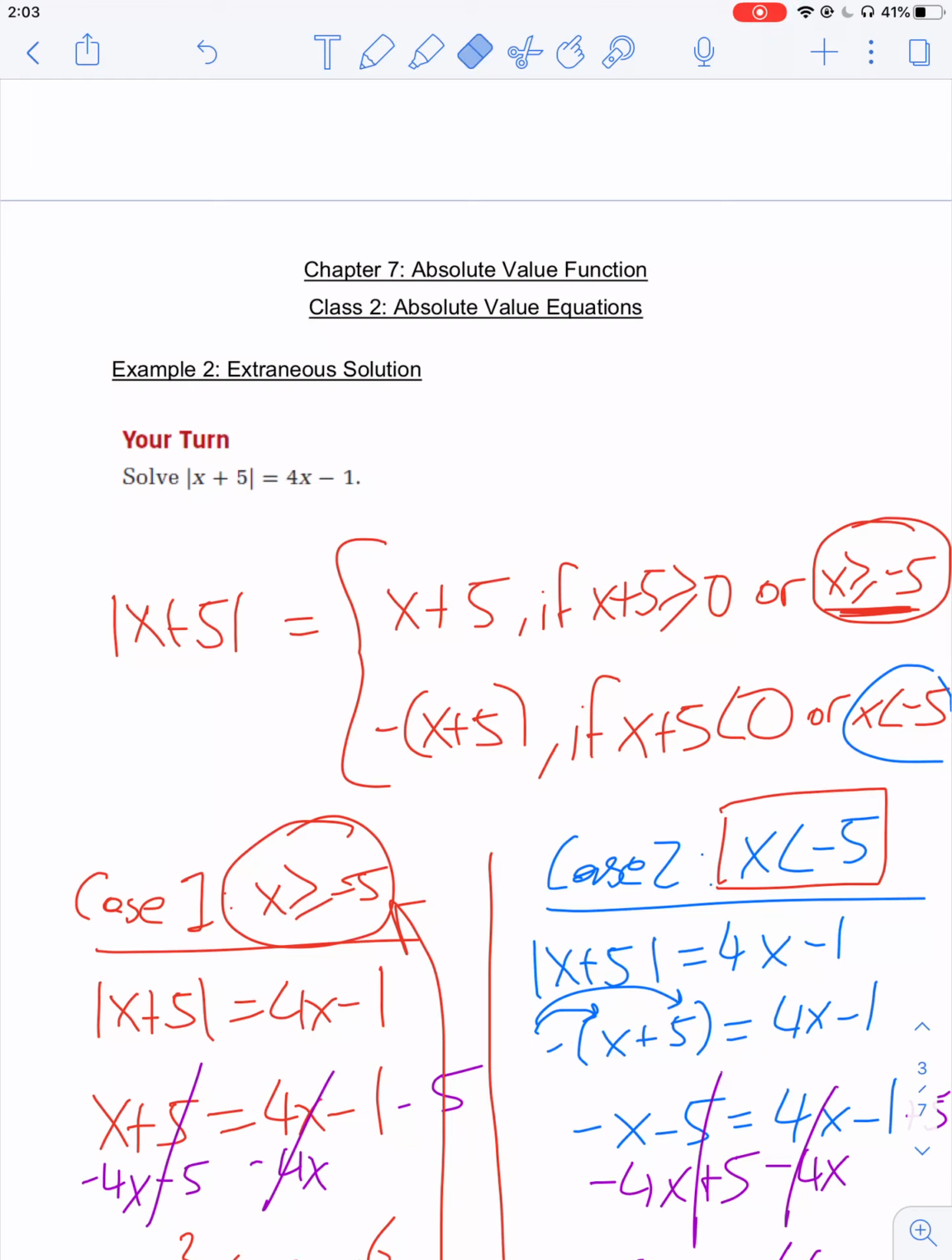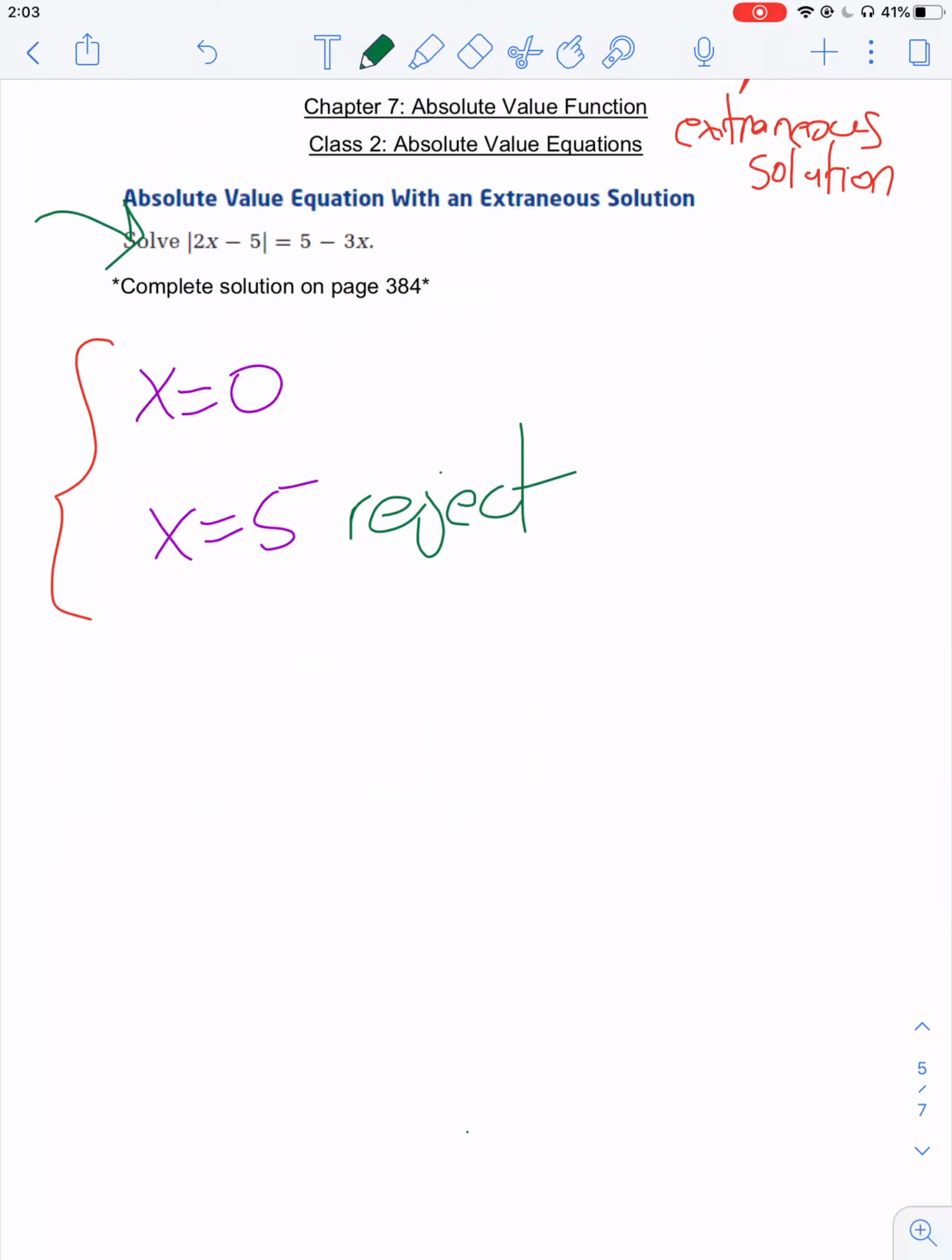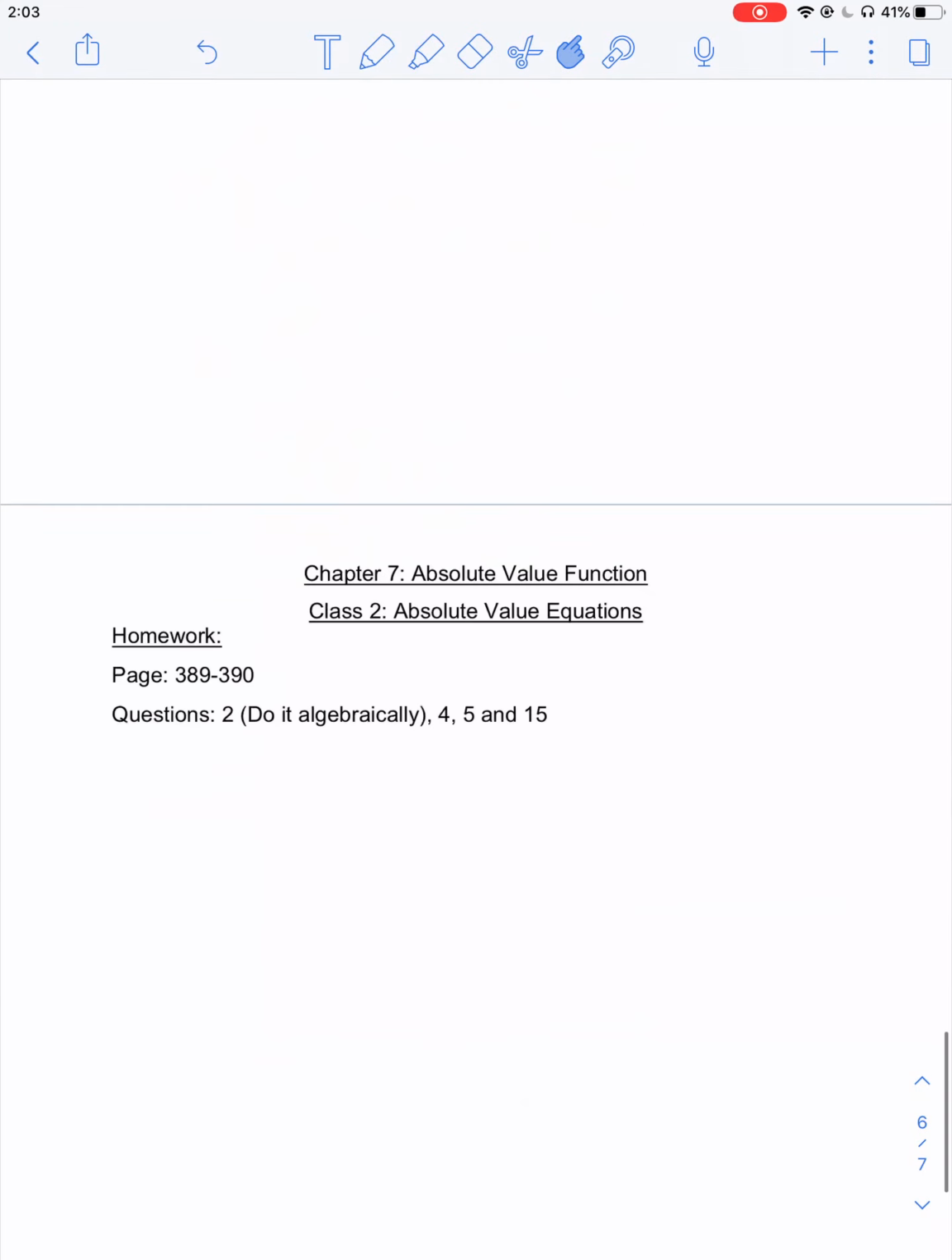So make sure you, again, as you can see in every question, your absolute value is isolated, okay? It's all by itself, and then you have something on the right hand side, okay, which is what you want to do. So make sure you have your absolute value all by itself before you start applying case 1 and case 2, okay? So just keep that in mind.